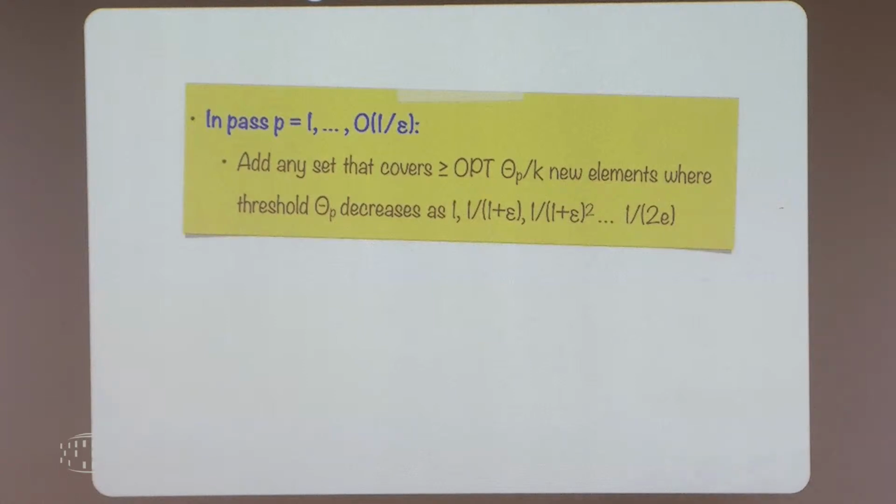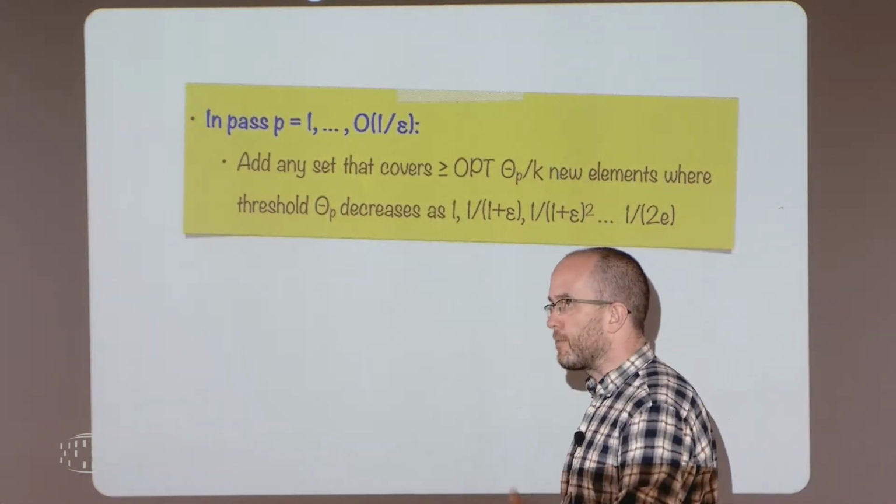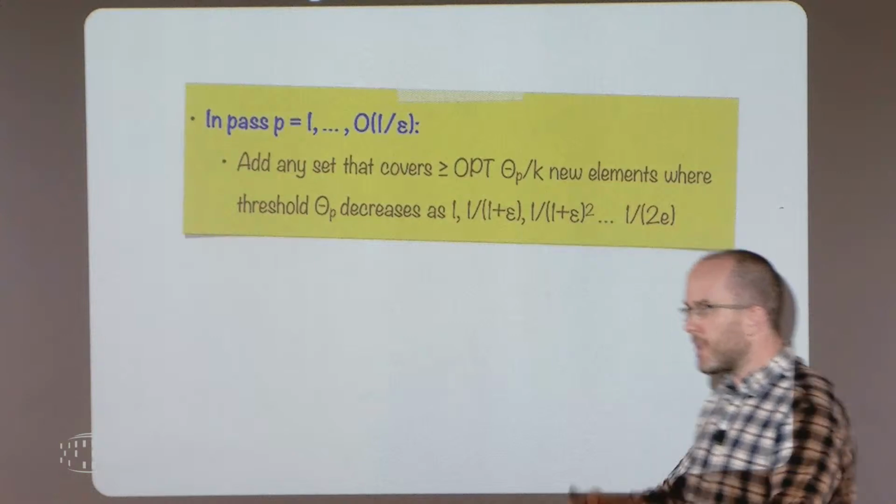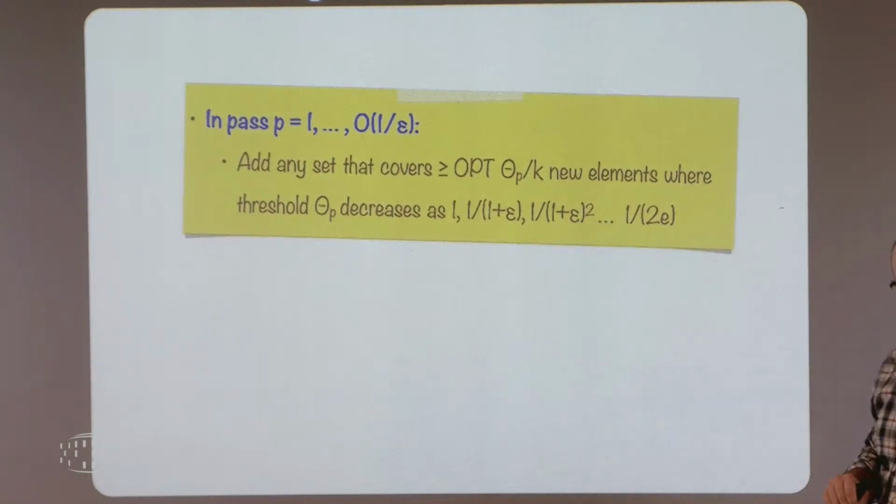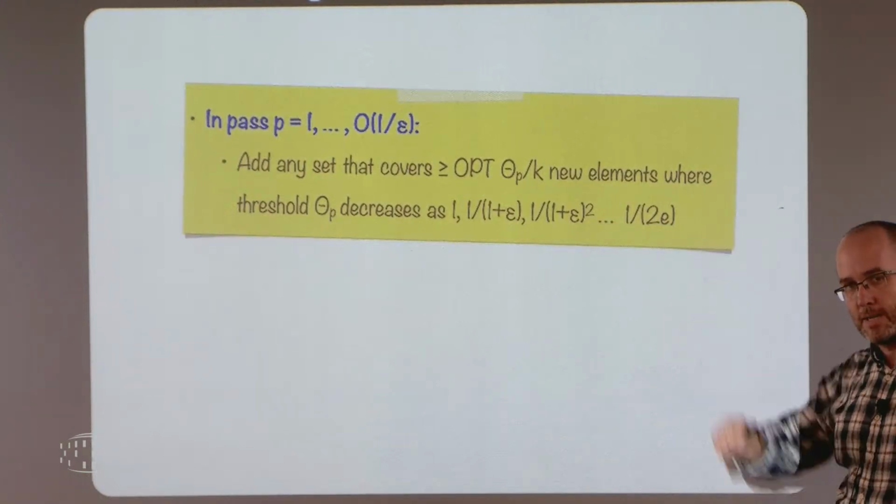Multi-pass algorithm: if you're on multiple passes, you can essentially emulate that tried and tested greedy algorithm. Basically, in the first pass, you add all the sets that cover a large number of new elements, like pass a large threshold. In the second pass, you lower the threshold a little bit. Third pass, lower the threshold a little further.